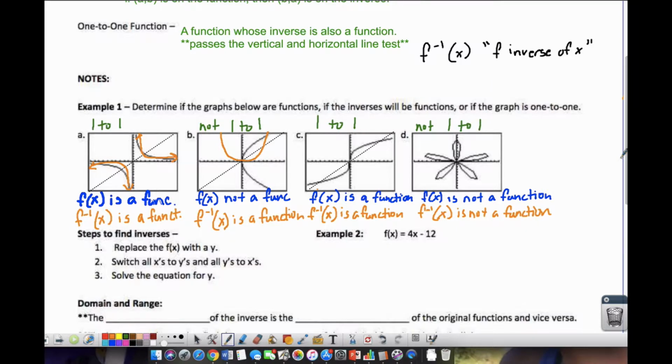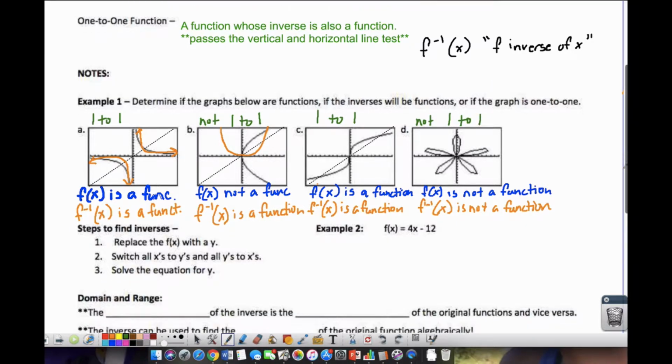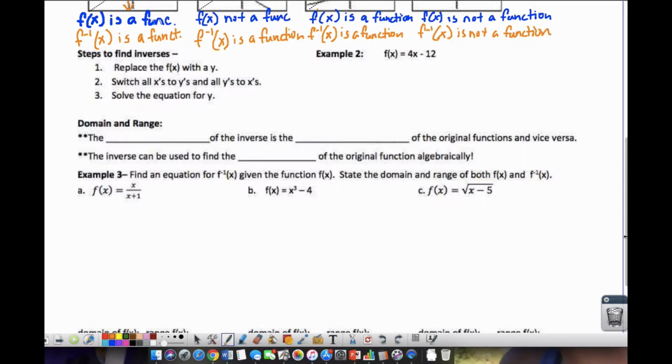Okay, now let's get into actually finding the inverse. So we're going to replace the f of x with a y. This is very step by step, and then you just have to do some algebraic manipulation here. So I'm going to make this y. The rest of this stays the same. And you can combine these first two steps once you get used to it.